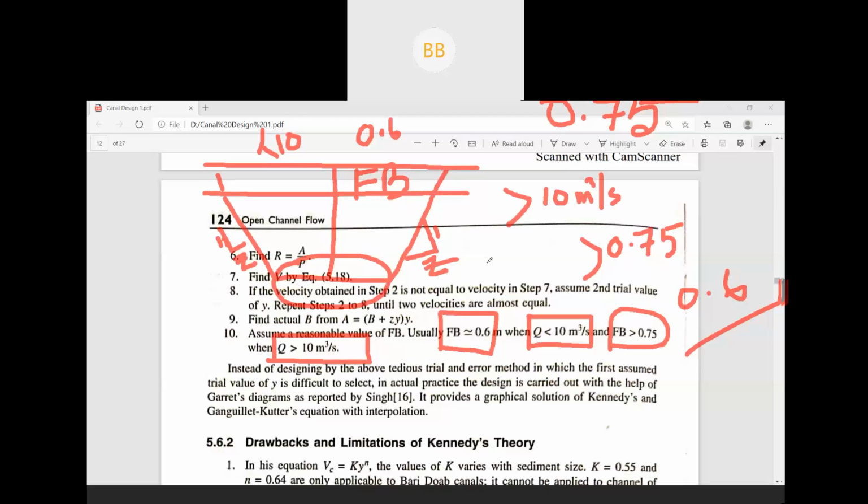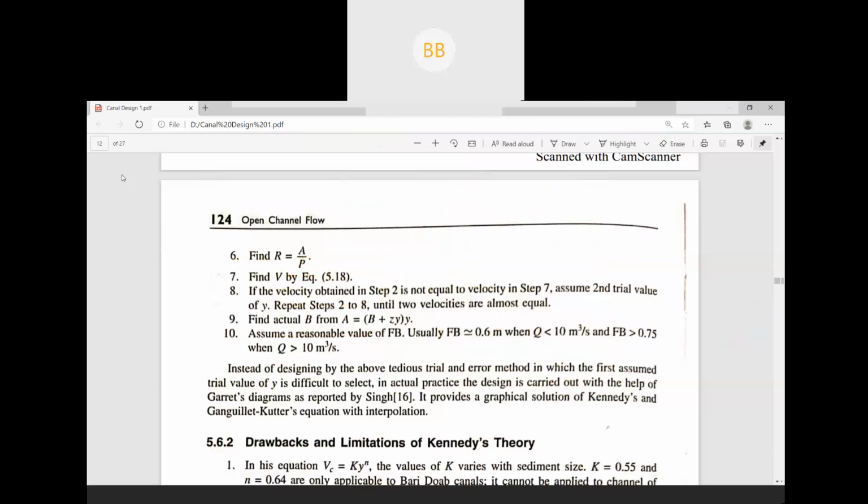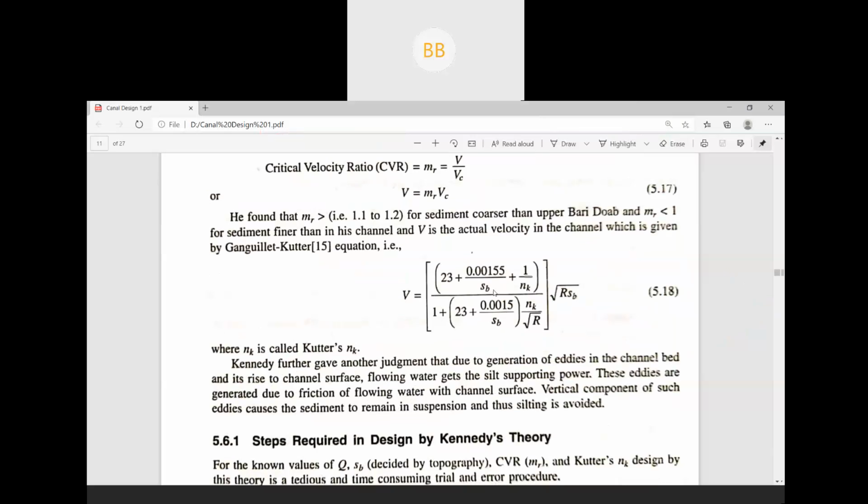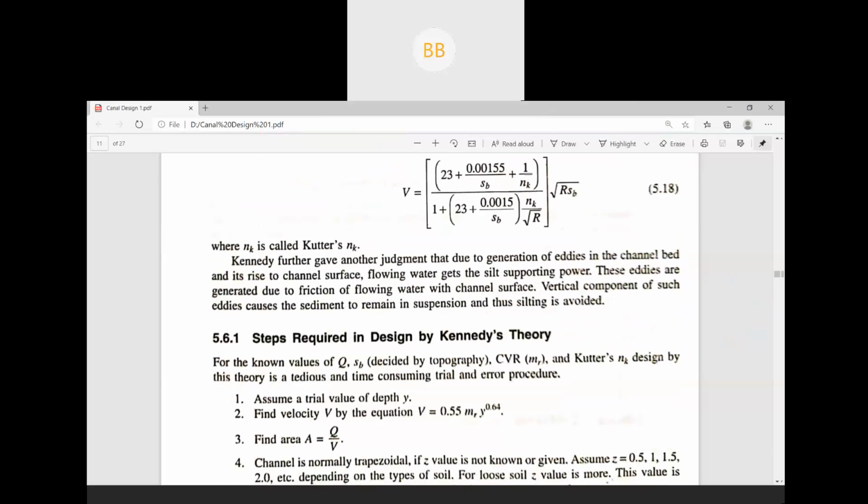So see, in your competitive exam, questions came from here about freeboard, how much freeboard you need to provide, and whether it is a trial and error method or not, such kind of thing. It used to be asked, and sometimes this velocity equation. Okay, both the velocity equations are important.